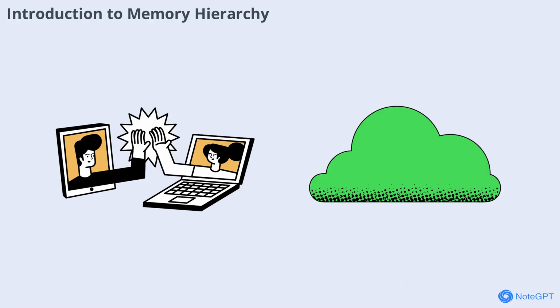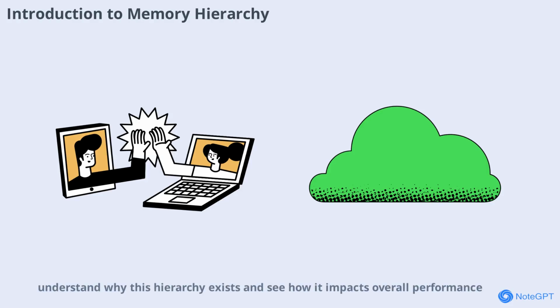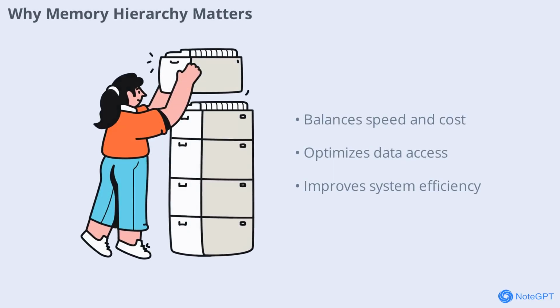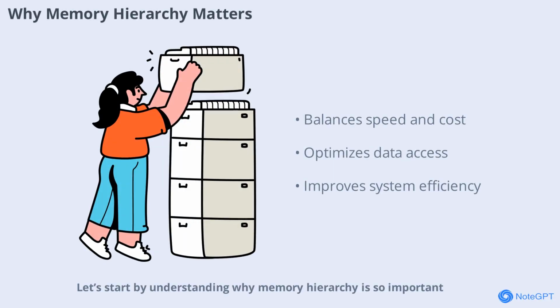In this video, we'll explore the different layers of memory in a computer system, understand why this hierarchy exists, and see how it impacts overall performance. By the end, you'll have a clear picture of how computers efficiently store and retrieve data to keep everything running seamlessly. Let's start by understanding why memory hierarchy is so important.